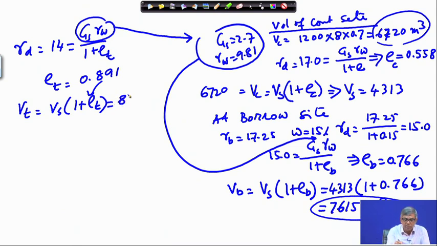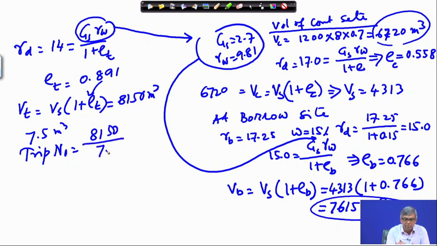8150 meter cube, and each truck volume is 7.5. So, how many trips are required? Trip number will be equal to 8150 divided by 7.5. This gives you 1088 trips. Now, the third part I have to find out, the first and second are over.